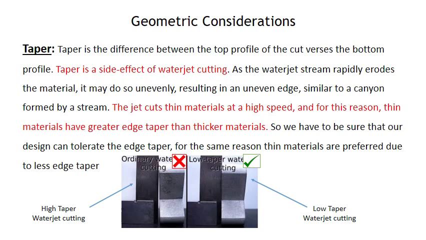As you can see in the below diagram, the high taper water jet cutting is not precise, while if you see the low taper water jet cutting, it's precise. So we should prefer low taper. When the jet cuts thin materials at a high speed, this results in greater edge taper than in thicker materials. We have to be sure that the design can tolerate the edge taper. For the same reason, thin materials are preferred so that we have less edge taper.